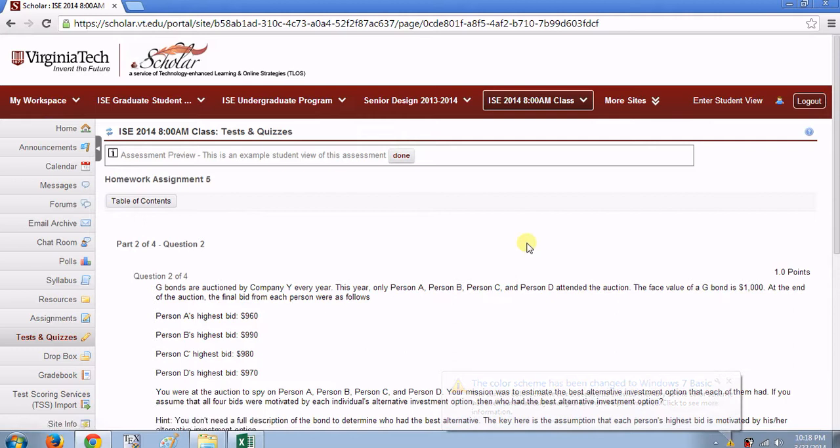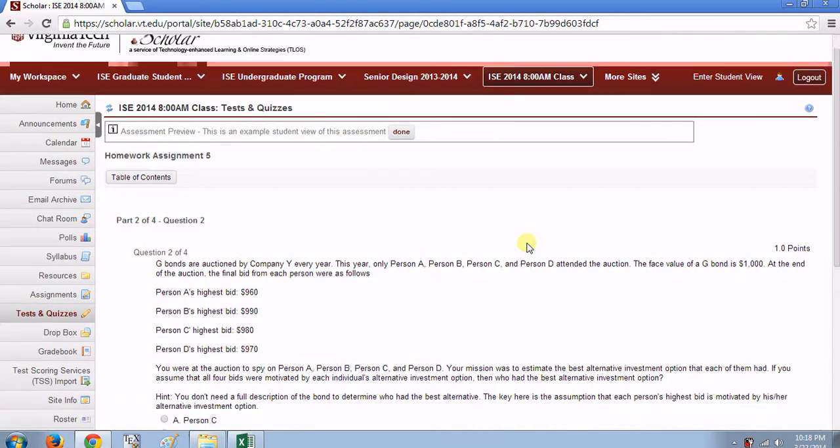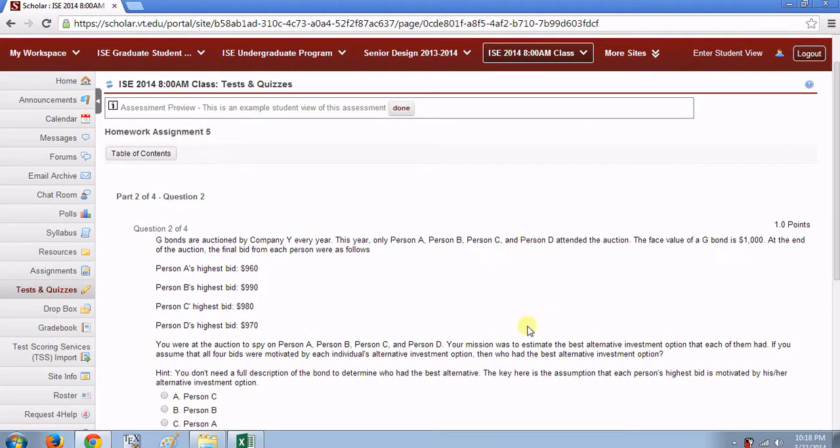Okay, what's the next one? This is my favorite question on this assignment. G-bonds are auctioned by company Y every year. This year, only person A, person B, person C, and person D attend the auction. The face value of a G-bond is $1,000. At the end of the auction, the final bids from each person were as follows. And what does this question ask you? You're spying on them, and you have to assume all 4 bids were motivated by each individual's alternative investment option. So who had the best alternative investment option?